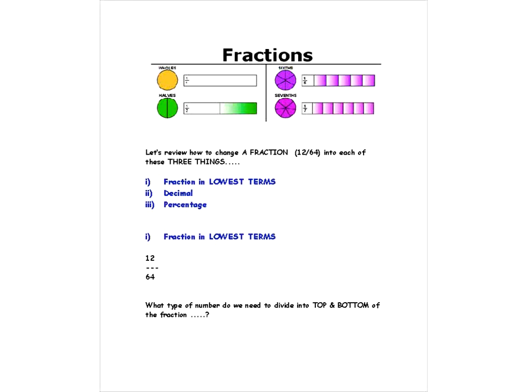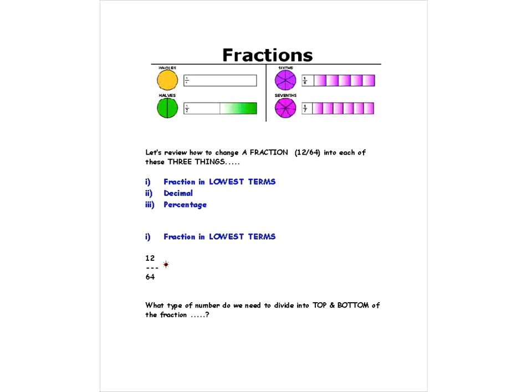Okay, so now we're going to talk about fractions. A little bit of a difference here. We're going to review how to change a fraction like 24 over 64 into three different things. We're going to change that fraction into a fraction in lowest terms, so we're going to reduce it. We're also going to change that fraction into a decimal, and we're going to change that fraction into a percent.